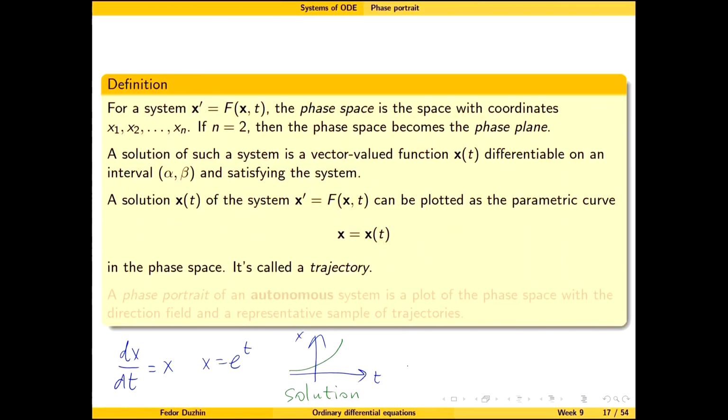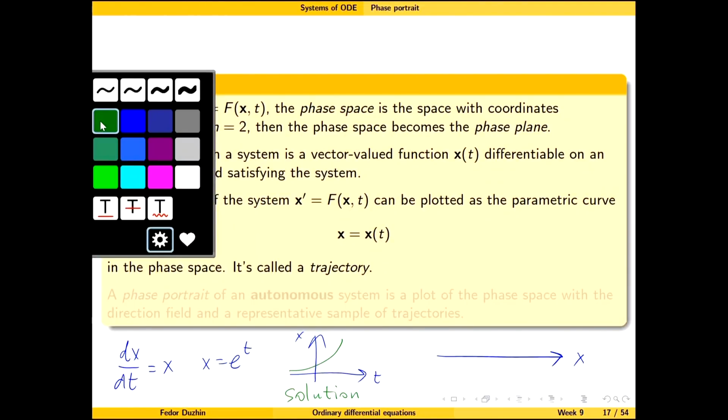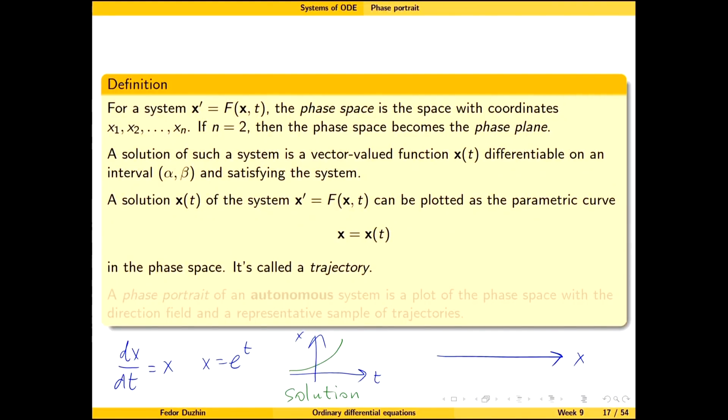But now if we want to plot a trajectory, it means that we should forget about t, so that there is no t anymore. So there is just x. So the phase space here is one-dimensional. It's just a phase line x. And then when we plot the parametric curve x equals e to the t, the only thing that remains is that if t is increasing, then x is also increasing. So such a parametric curve is going to be a straight line with just the arrow. So this is the trajectory.